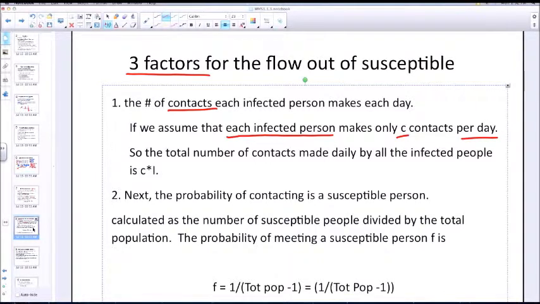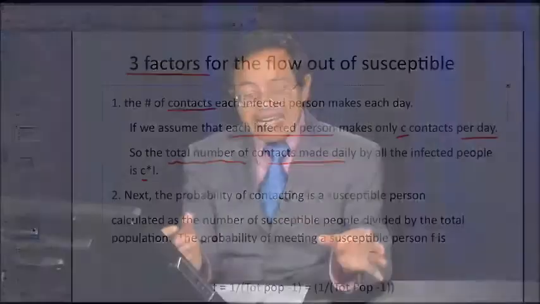So since the total population of the infected is I, then every day there are this many contacts, C times I. Well, not all contacts between the susceptible and infected make the disease spread. Somebody may not get contagious.